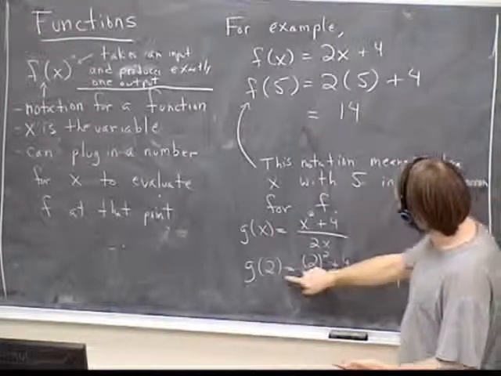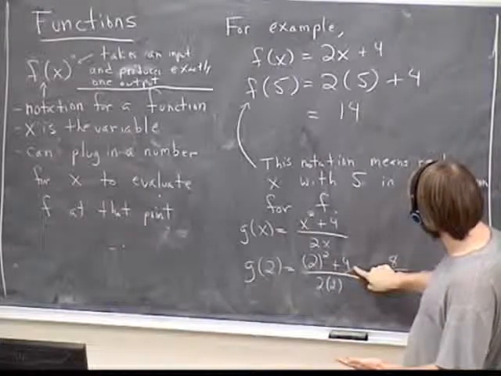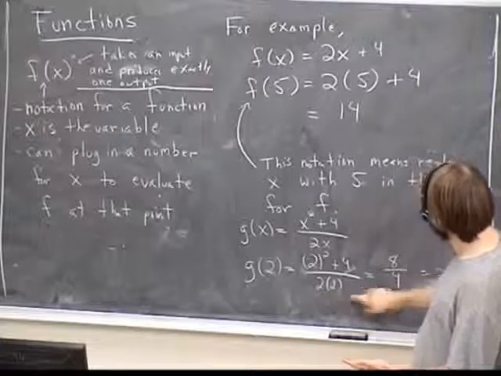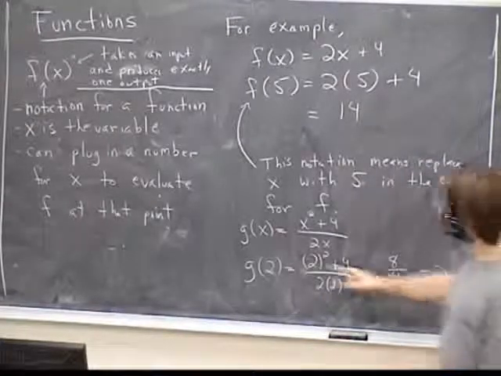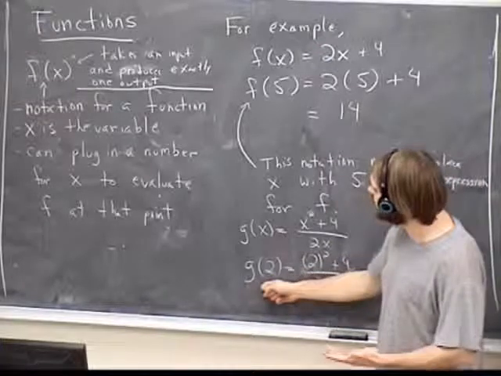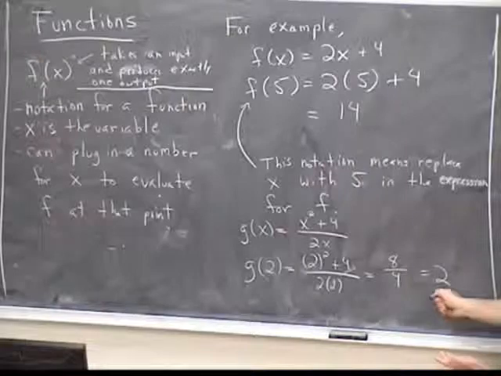We just take 2 and plug it into the formula, and we see that we get 2 squared plus 4 over 2 times 2, which ends up being, at the end, the number 2. So that means when we put the number 2 into the function g, what it gives us back, the output it gives us, is 2.